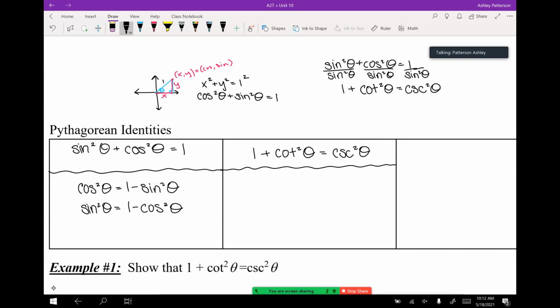And of course there's variations to this as well, because we can subtract the terms from one side to the other. So if we subtract 1 from both sides, we end up with cotangent squared theta equal to cosecant squared theta minus 1. If we subtract cotangent squared theta from both sides, we end up with 1 equal to cosecant squared theta minus cotangent squared theta.